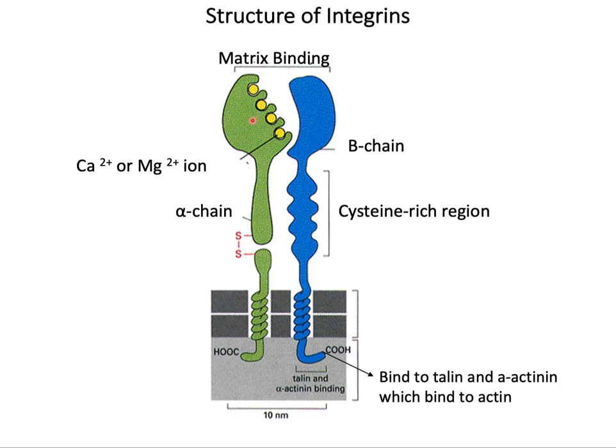On the alpha chain, there are 4 binding sites for calcium or magnesium. This is really important for the function of integrin. It is calcium-dependent binding. So in other words, calcium has to be bound for the alpha subunit to be in the correct conformation to function in cell-matrix interactions.